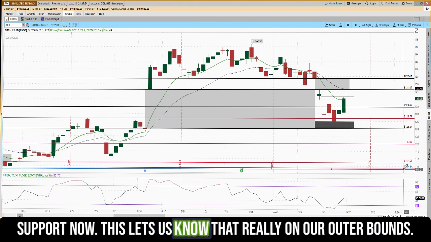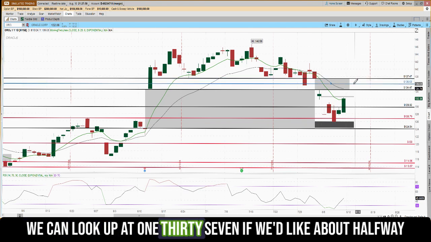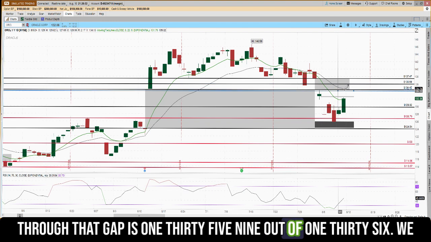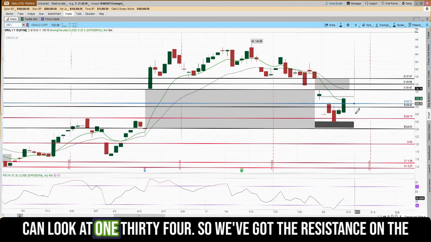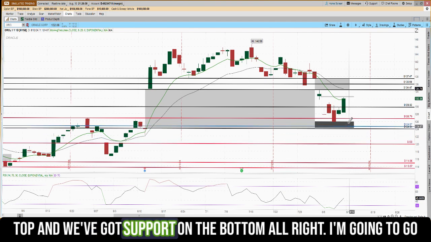Now, this lets us know that really on our outer bounds, we can look up at 137 if we'd like. About halfway through that gap is 135.99 or 136. We can look at 134. So we've got the resistance on the top and we've got support on the bottom.